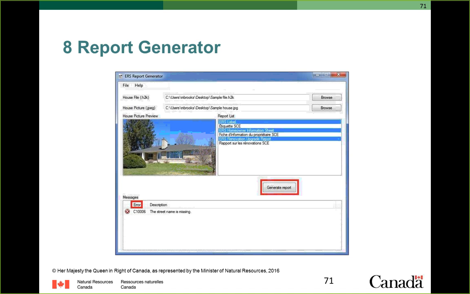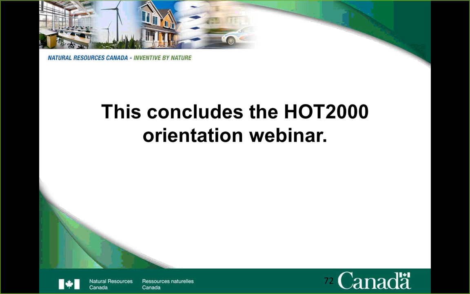Some omissions or errors in the file will prevent the generation of the reports. When that is the case, the error will have a brief description in the bottom section of the screen. In this slide, we see that the street name was not entered into HOT2000. This concludes the HOT2000 orientation webinar.